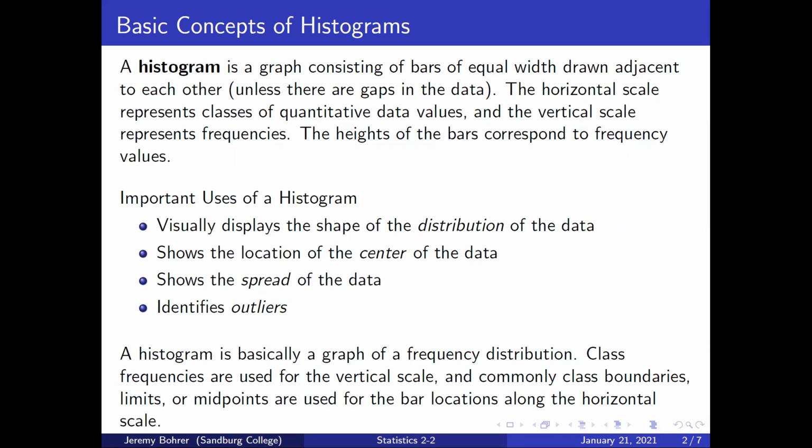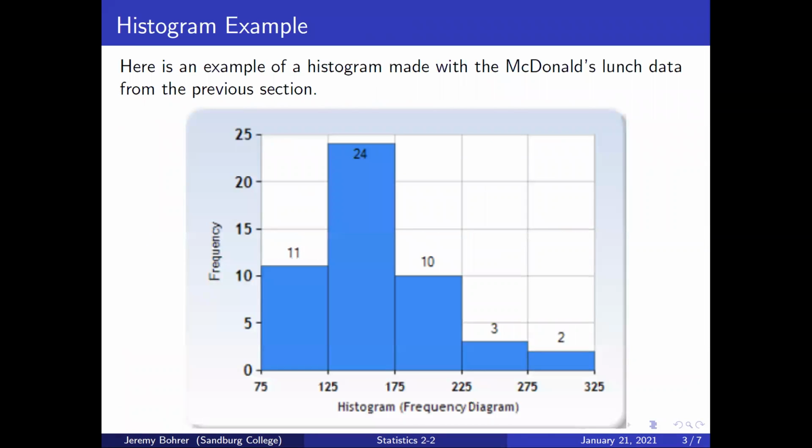Class frequencies are used for the vertical scale, and commonly class boundaries, limits, or midpoints are used for the bar locations along the horizontal scale. Here's an example of a histogram made with McDonald's lunch data from the previous exercise.